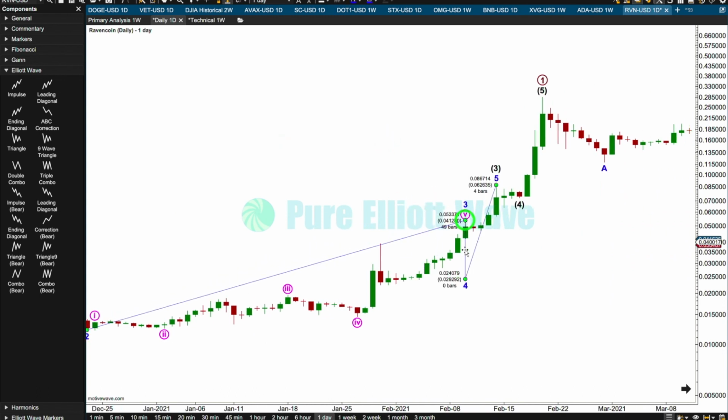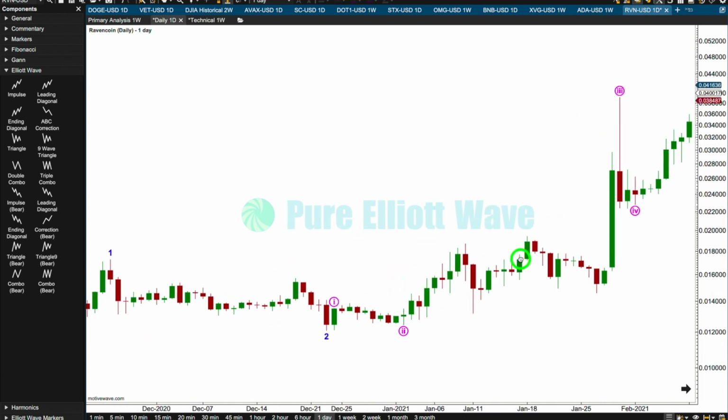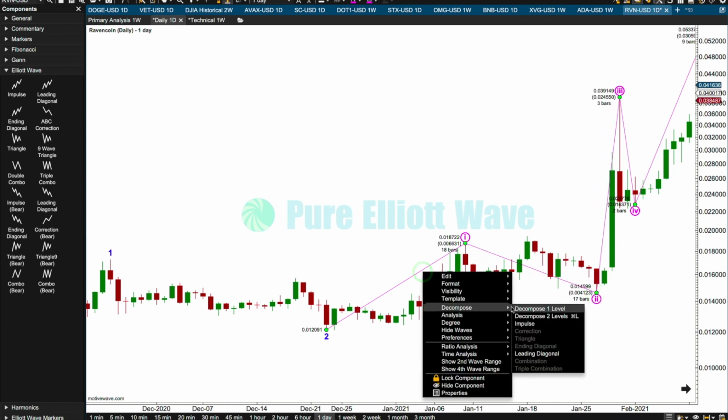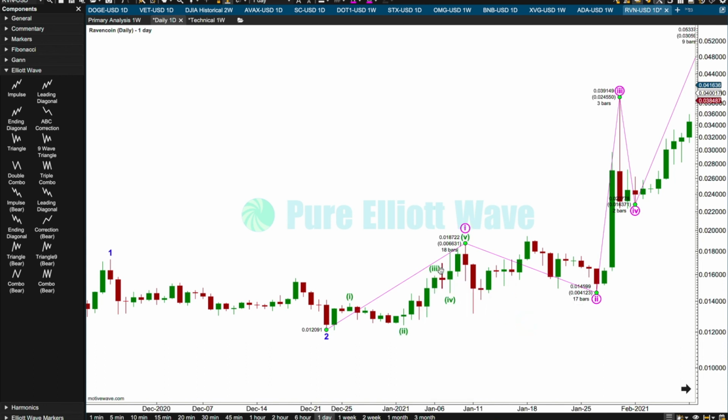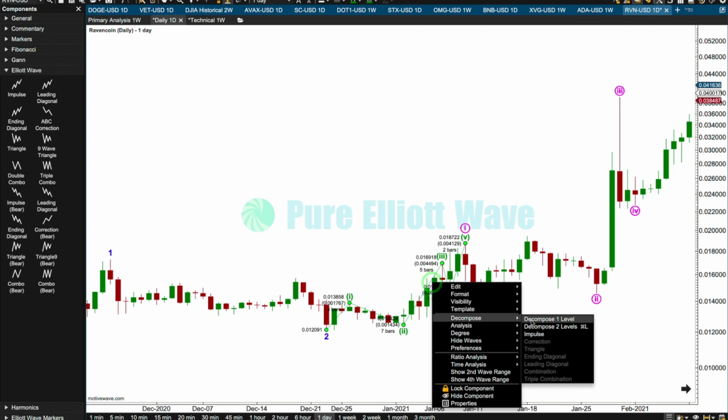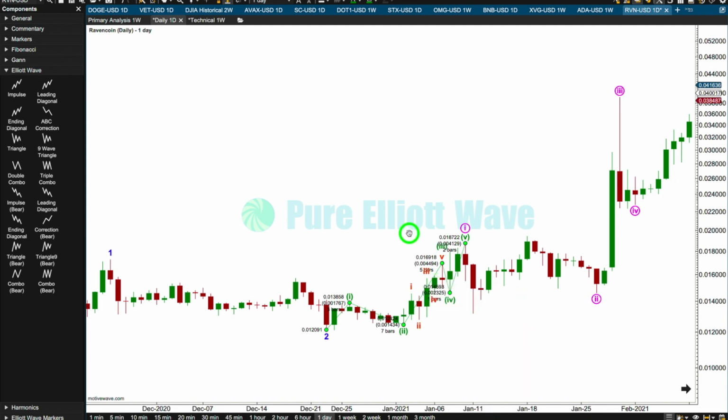If minor 3 could be over up here, and then minute 3 could be over here. Is it going to work now? Yes. Okay, so this is an impulse. No problems there. Let's put that there. I think that's probably better. Yeah, I can see a third wave right in the middle here. Let's put those labels in. Yeah, that looks really good.